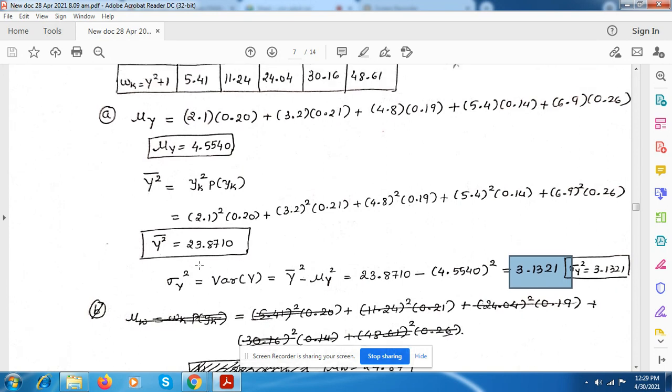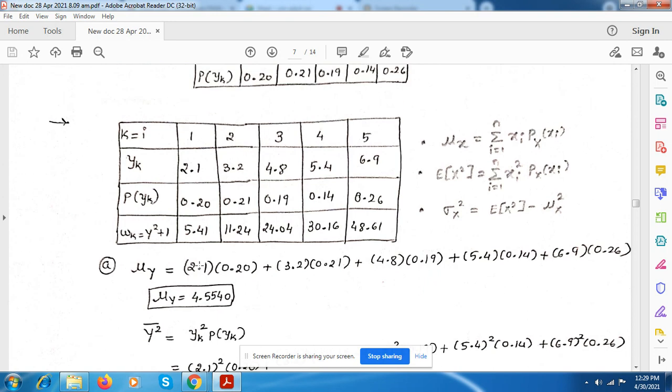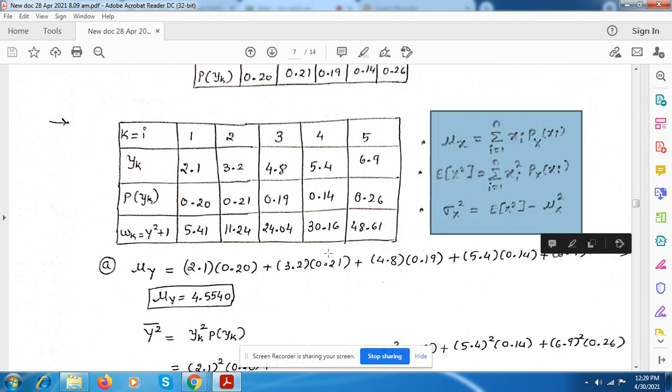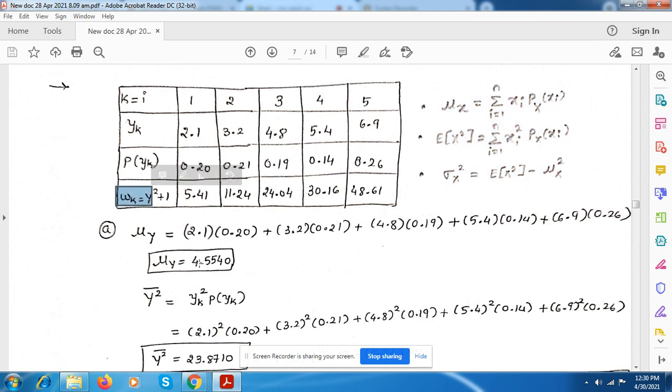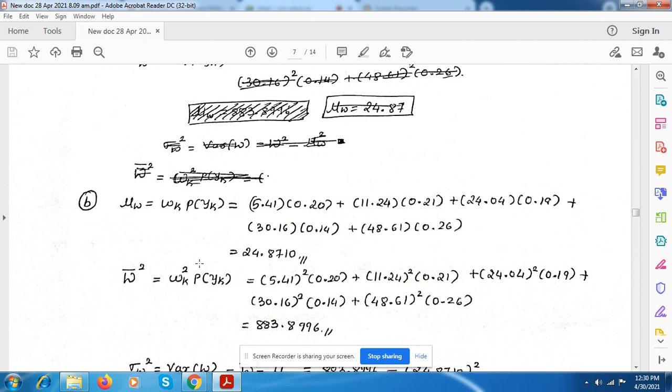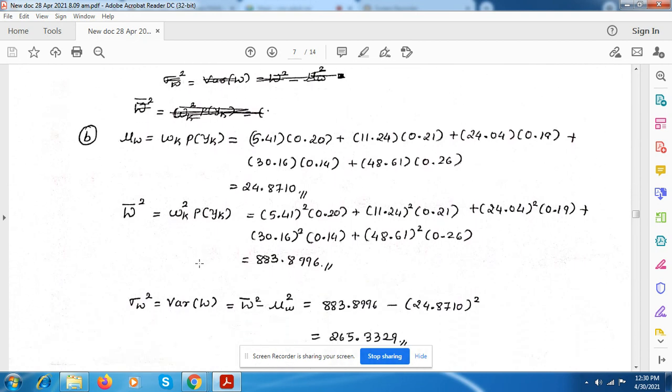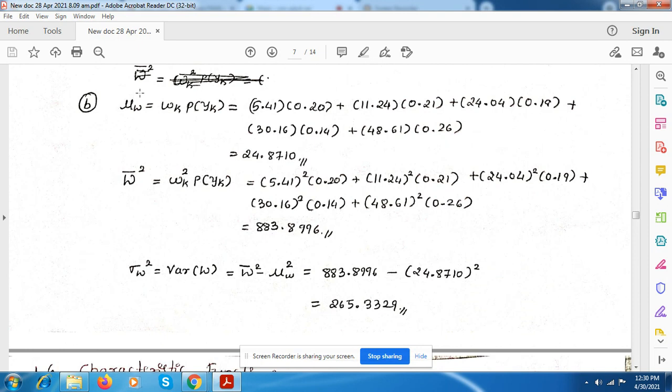So next we have to calculate the mean and variance for the random variable w. Here we have this random variable wk and its probability values. So for these values we have to calculate the mean and variance. Same equations will be used to calculate the mean and variance of this w random variable. So here, this is the mu w. Here we have to multiply the random variable wk with its probability values.